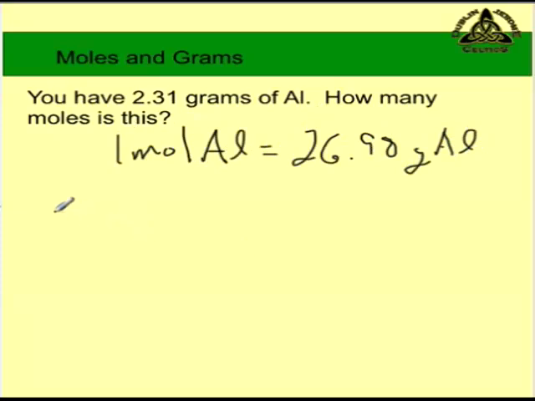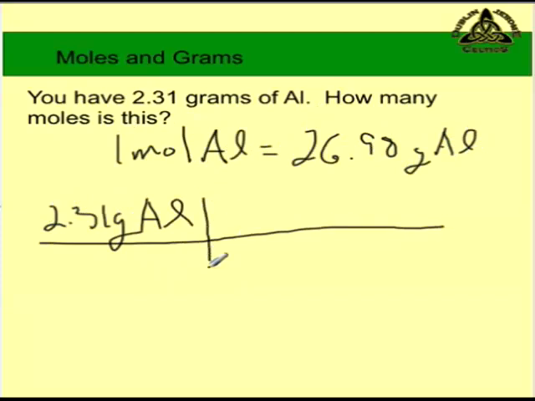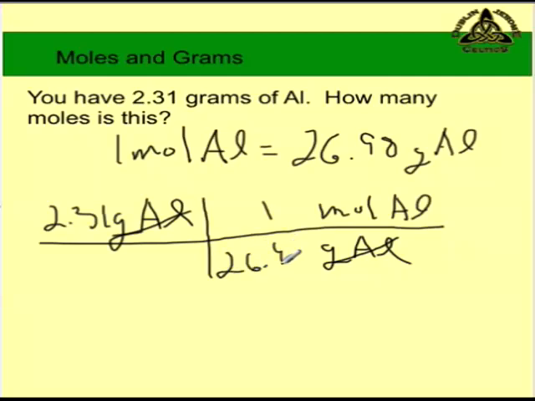So if we start out the same way we did before, with 2.31 grams of aluminum, and if we allow dimensional analysis to help us through this, because we have grams of aluminum here, we have to put grams of aluminum here. Because we want our units to cancel, we'll put moles of aluminum here. 1 goes in front of the word moles, and 26.98 goes in front of the word grams. And we do our math.